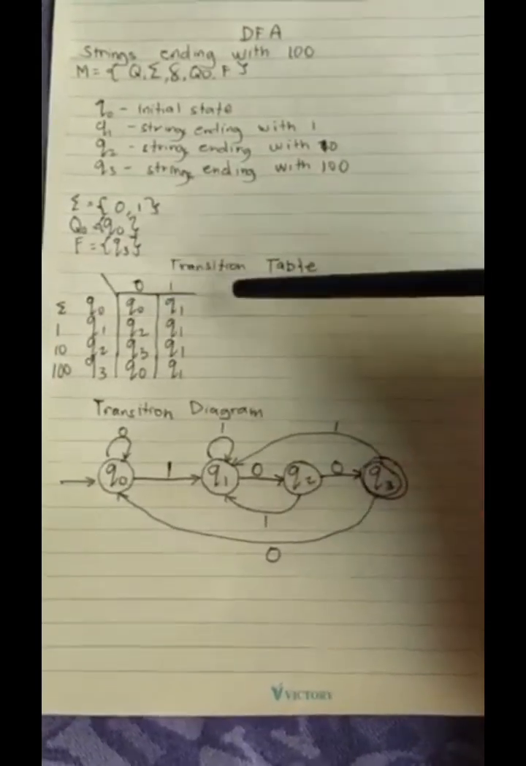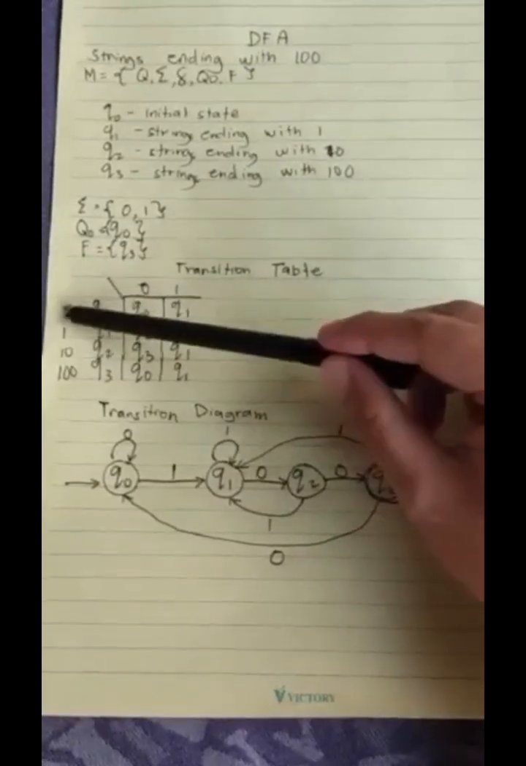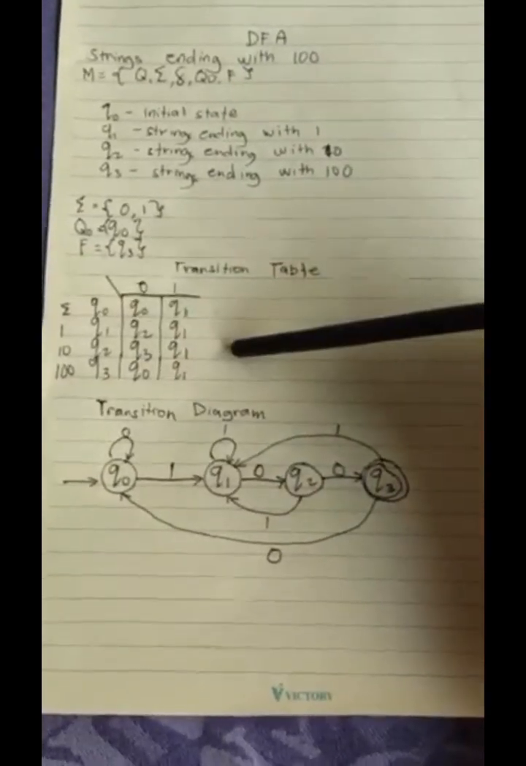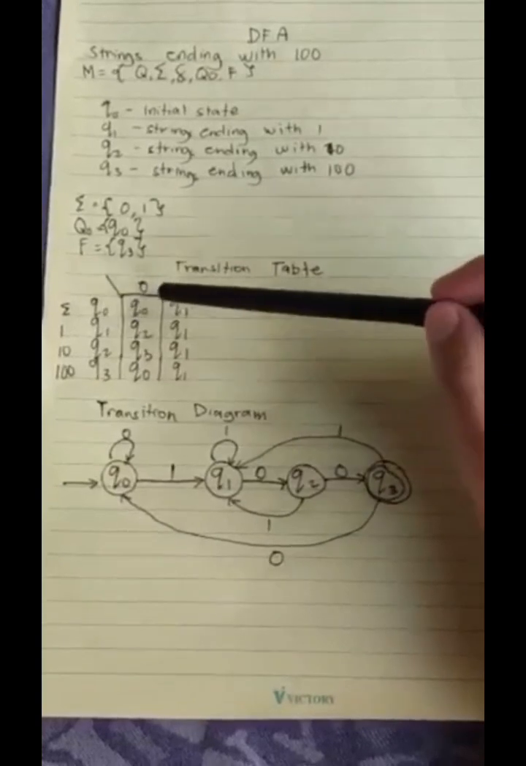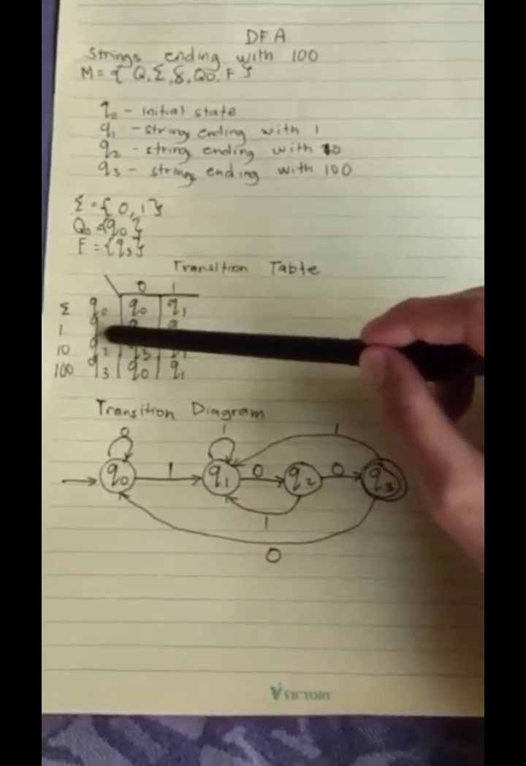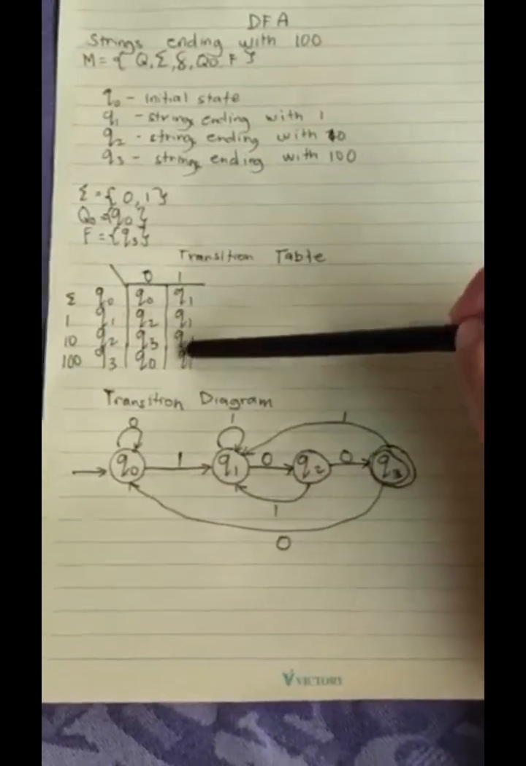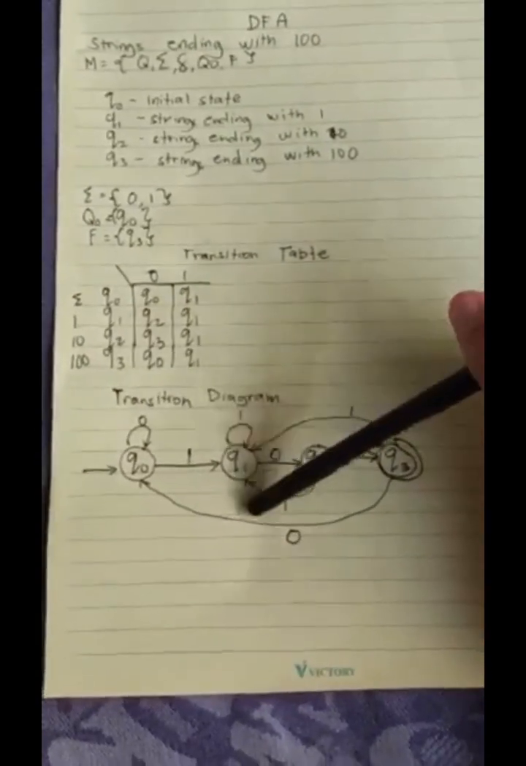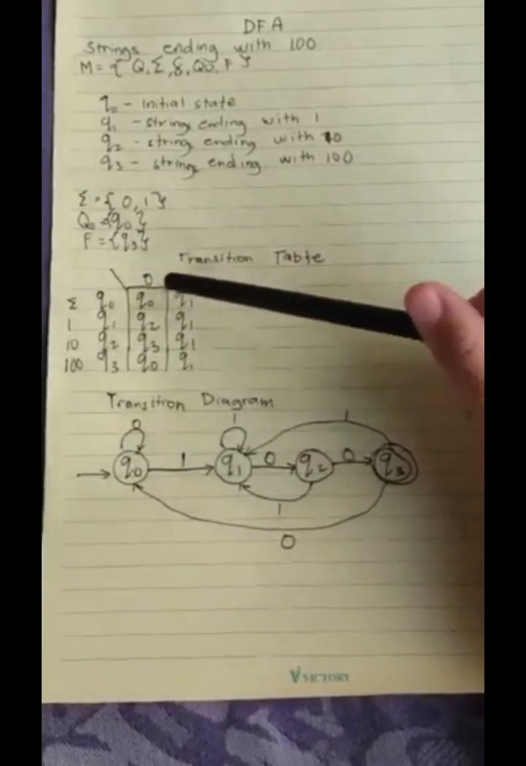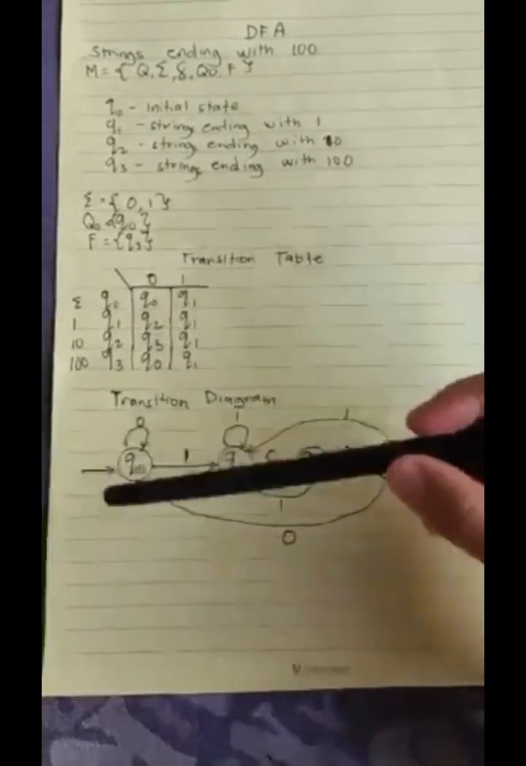Sigma 1. Do I find sigma 1 here? No. So I cancel sigma. And do I find 1 here? Yes, Q1. So I put Q1. And so on and so forth for the rest. For our transition diagram, we should base it on our transition table.